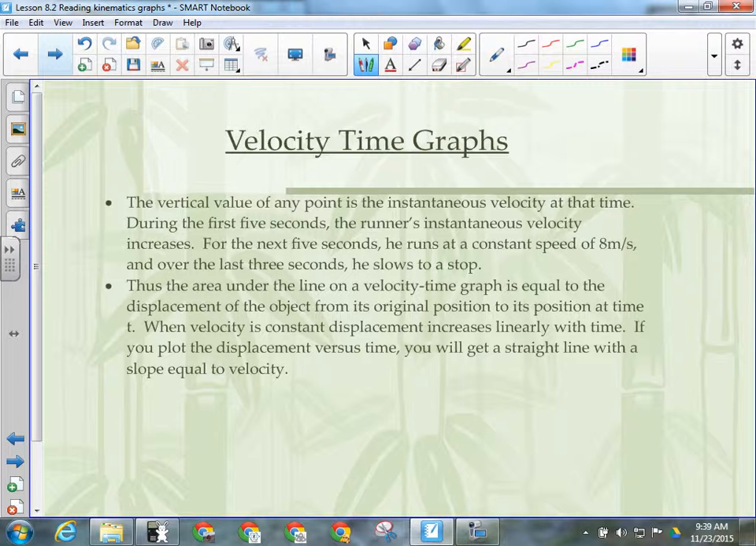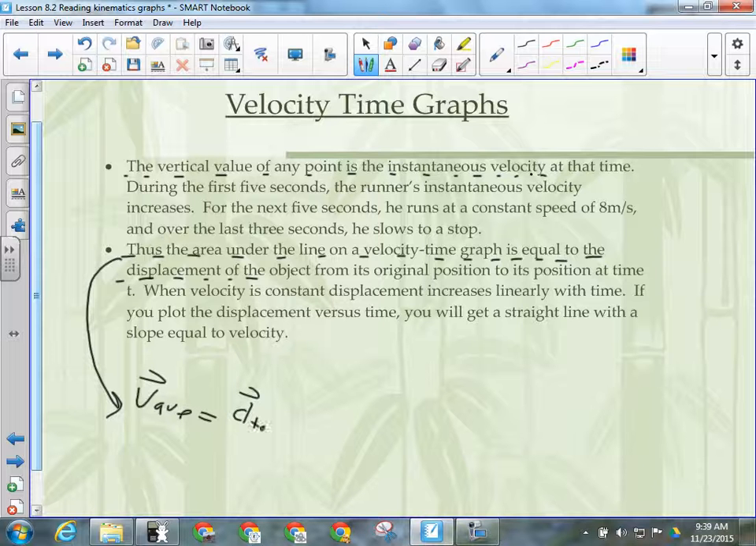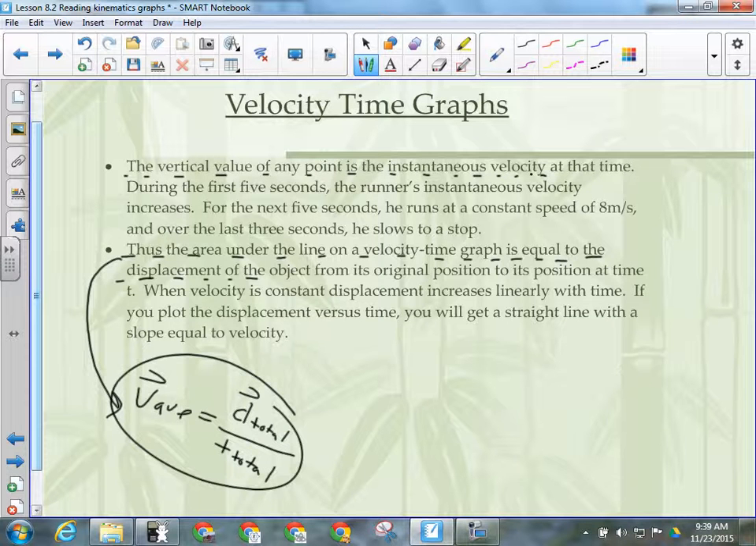Okay, so on a velocity versus time graph, obviously we can read the velocity right off the graph. That's what this is saying here. The vertical value of any point is the instantaneous velocity at any time. You can read the velocity off the graph. And also the area under the line on a velocity time graph is equal to the displacement of the object. And that's what we did with this. Really we're saying average velocity was total displacement over total time. That's how we got that, because the area underneath the line represents using that equation.